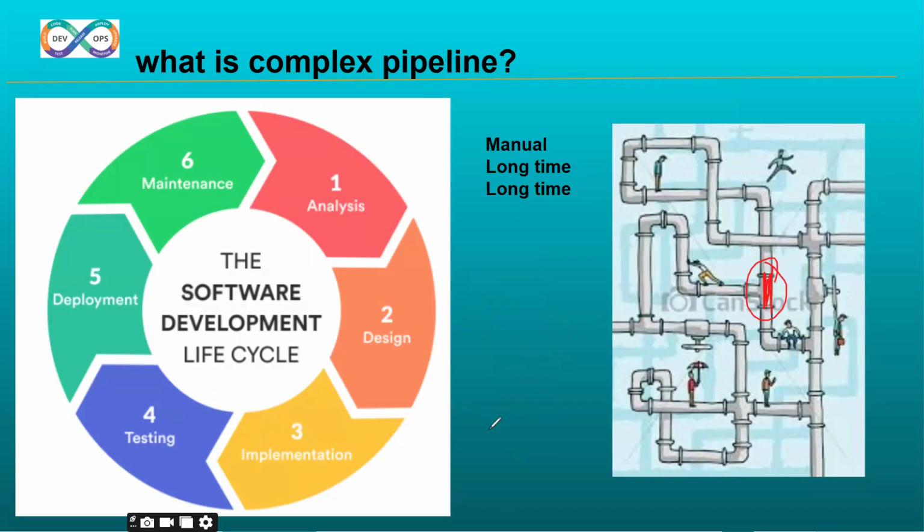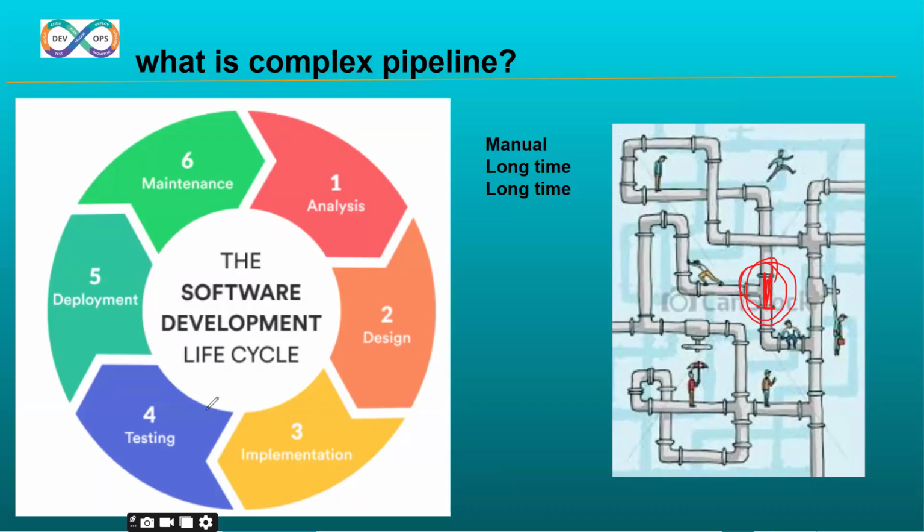Somewhere else we have a blockage. Can we find it immediately? It is not possible, am I right? Immediately we can't find it. It will take time, and if it takes time, our customers will definitely not be satisfied, right?